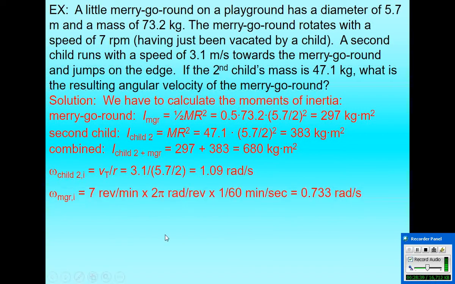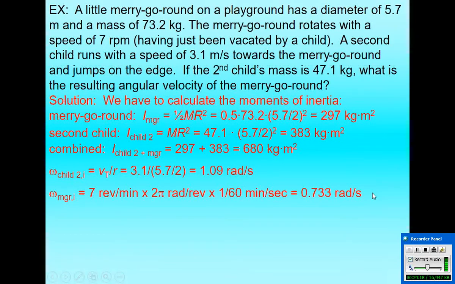The initial angular velocity of the merry-go-round was given in revolutions per minute, and that's not standard. We have to convert revolutions to radians, and there are 2 pi radians per revolution. And we have to convert minutes to seconds, and there is 1/60th of a minute per second. With these factors, we get that the initial angular velocity of the merry-go-round is 0.733 radians per second.